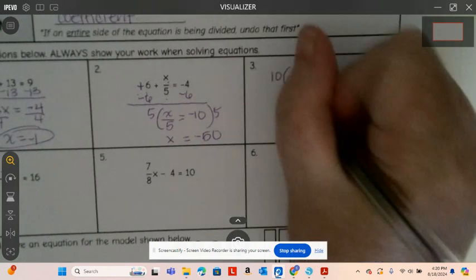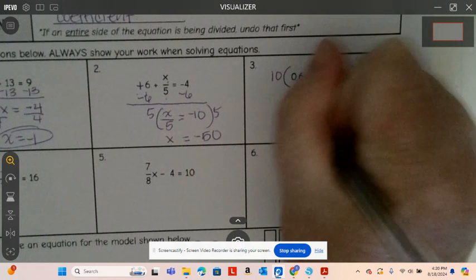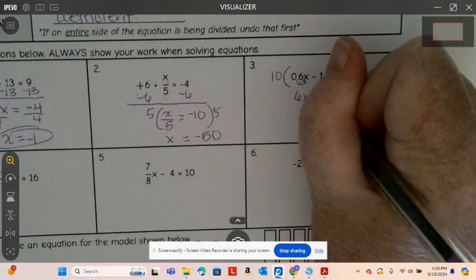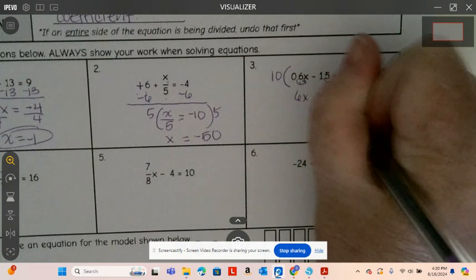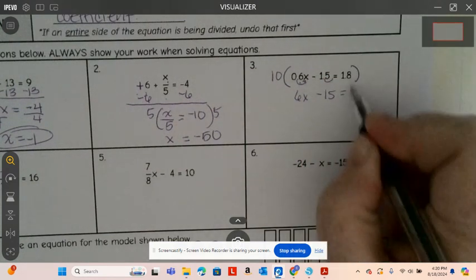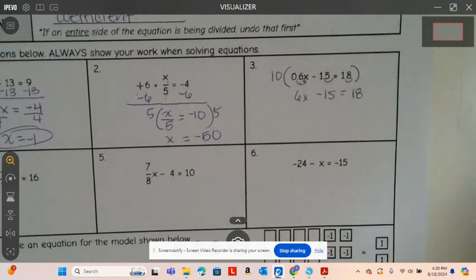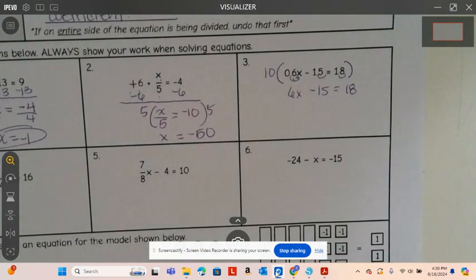So we move that decimal place over 1, we get 6x. Move that decimal place over 1, we get minus 15. Equals, move that decimal place over 1, and we get 18. So if you don't like decimals, you can easily get rid of them at the beginning of the problem.